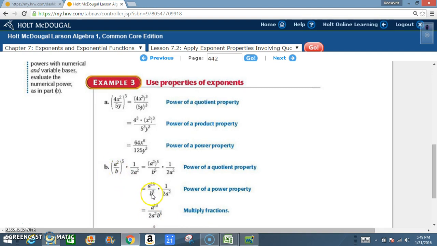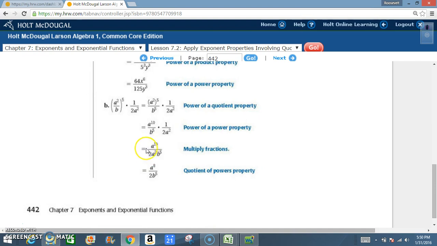Is there anything to multiply b to the 5th by on this side? And the answer is no. So we bring the b to the 5th down. Is there anything to multiply a to the 2nd by on this side? And the answer is no. So we bring down a to the 2nd. So our final answer is a to the 10th over 2 times a squared times b to the 5th.